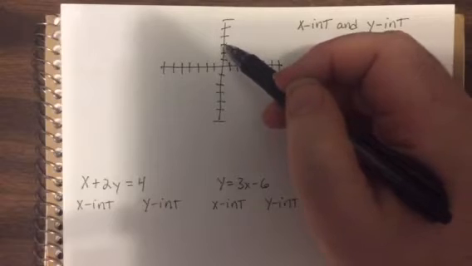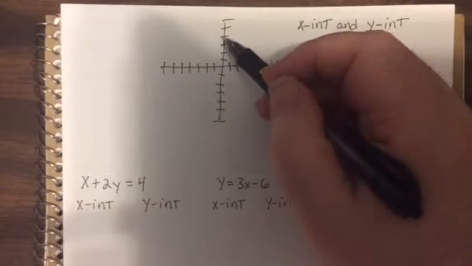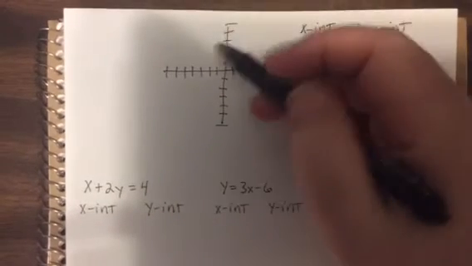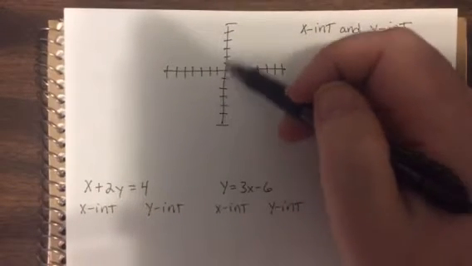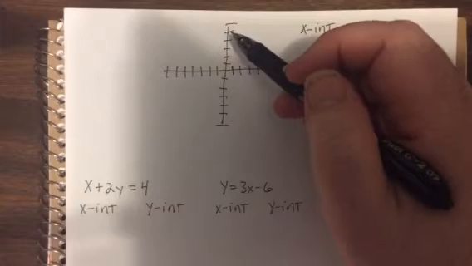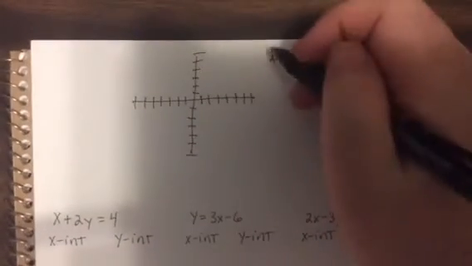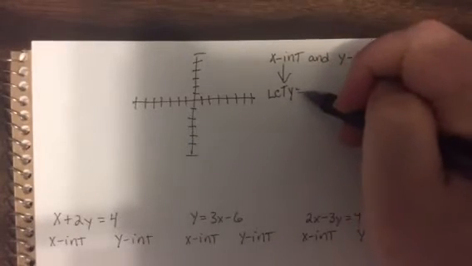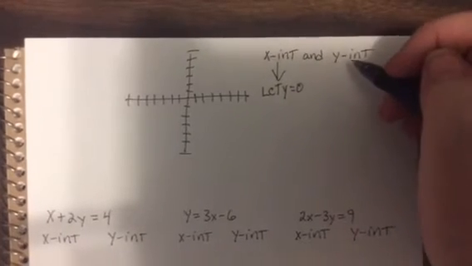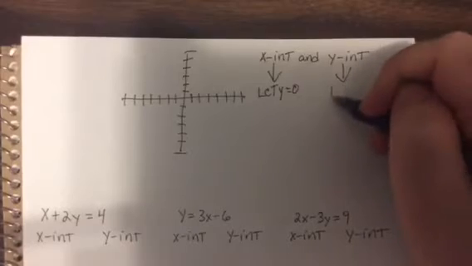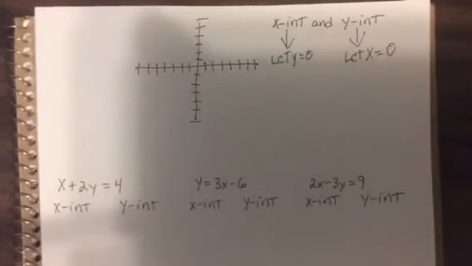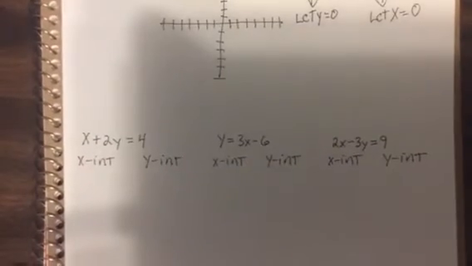Let's pick a point, 0, 3, 0, 4, 0, negative 1. So what has to be true to go straight up and straight down is that x is 0. So to find the x-intercept, you let y equal 0. To find the y-intercept, you let x equal 0. So actually, of all the graphing, this should be about the easiest.